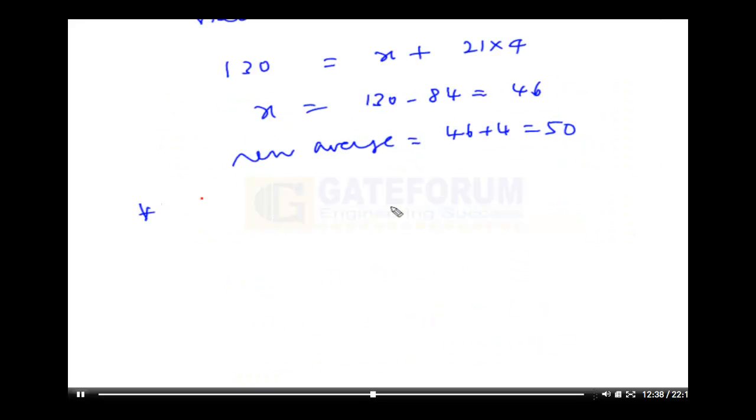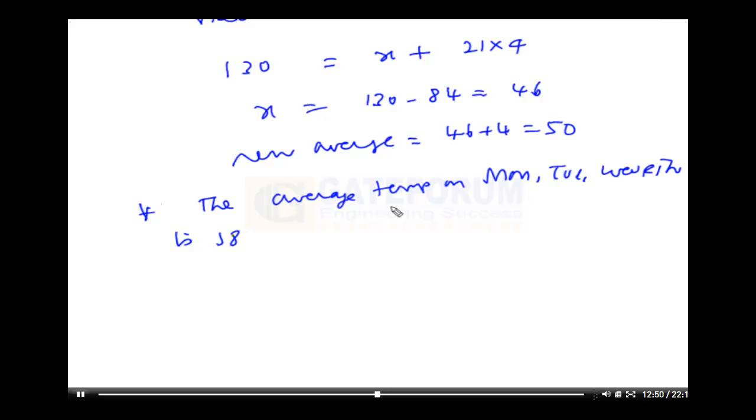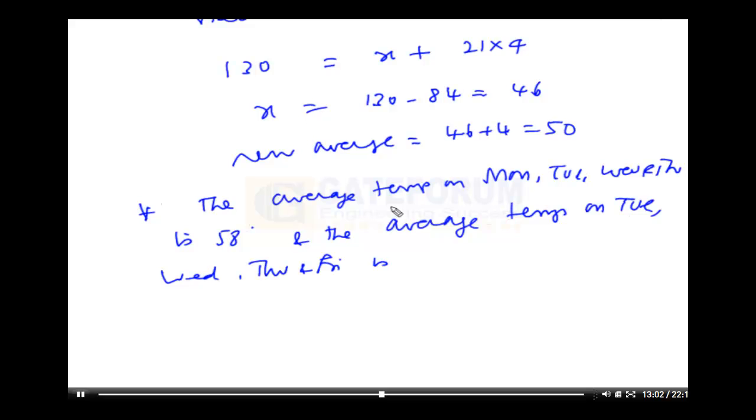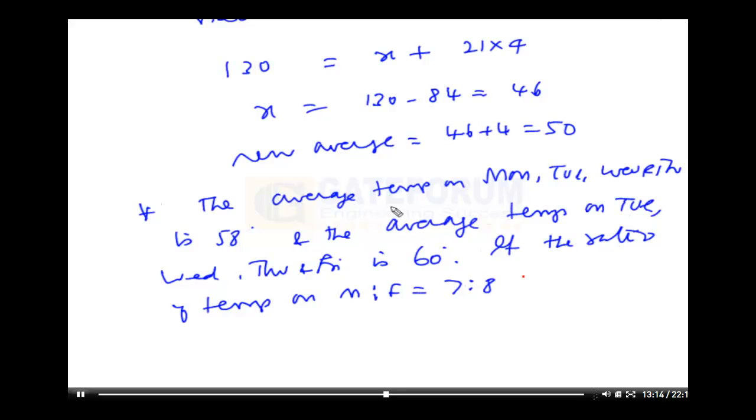Another commonly asked sum. The average temperatures on Monday, Tuesday, Wednesday and Thursday is 58 degrees. And the average temperatures on Tuesday, Wednesday, Thursday and Friday is 60 degrees. If the ratio of temperatures on Monday to Friday is 7:8, find the temperature on Friday.